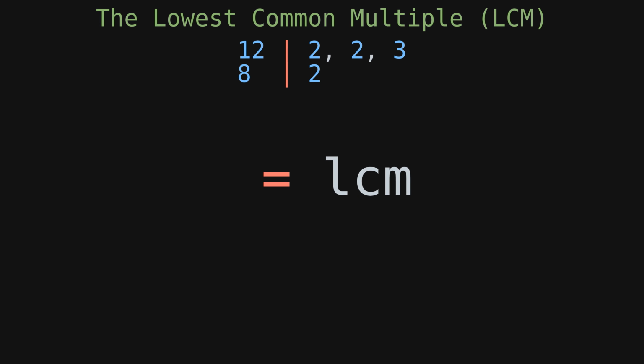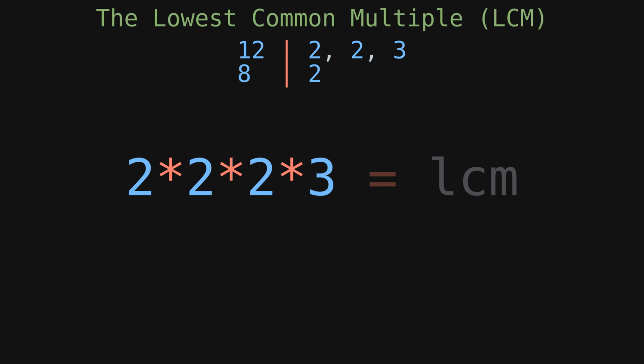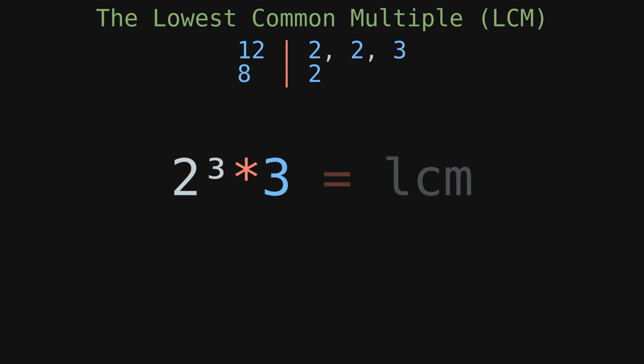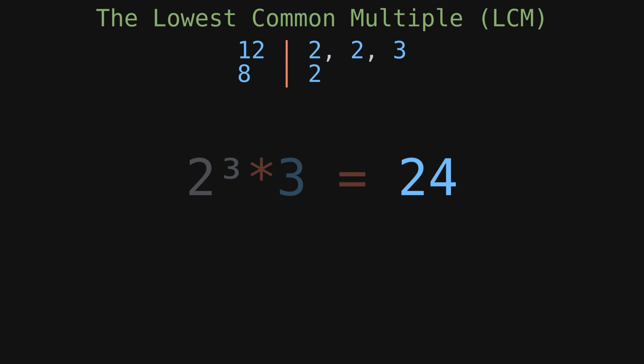Finally, we can get all of the numbers left and multiply them together. Here it would be 2 times 2 times 2 times 3, or 2 cubed multiplied by 3, which is equal to 24. This method has allowed us to easily calculate the lowest common multiple of 12 and 8.